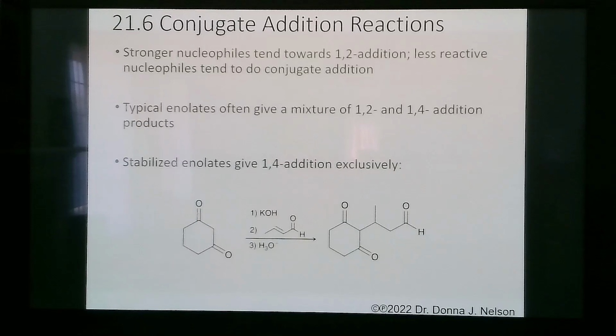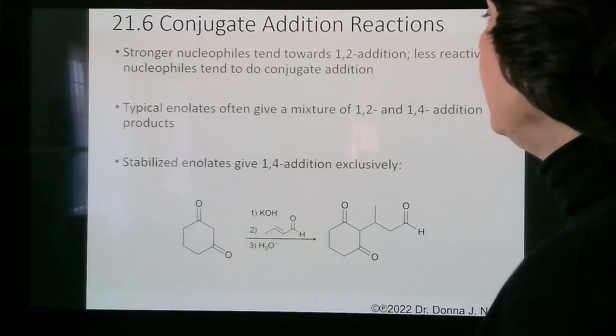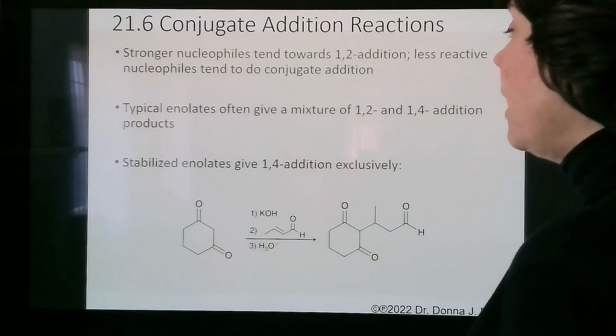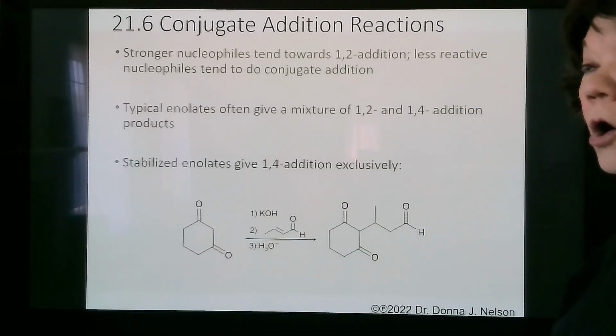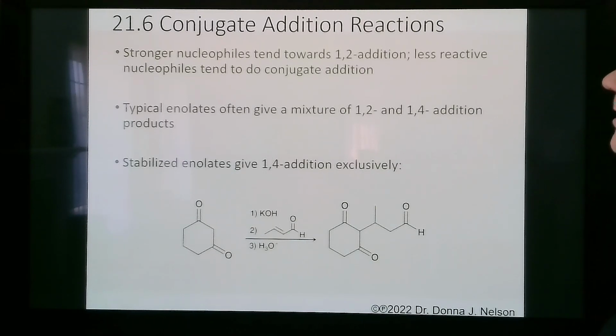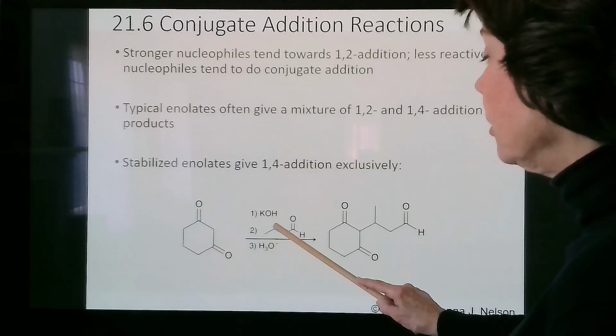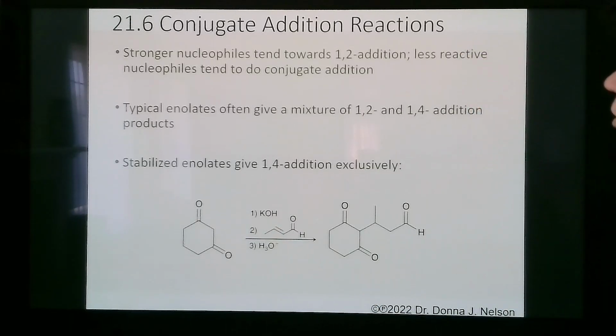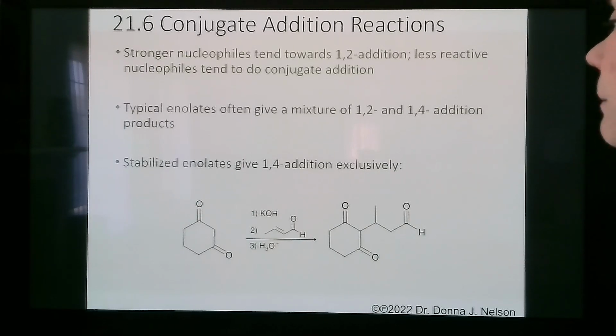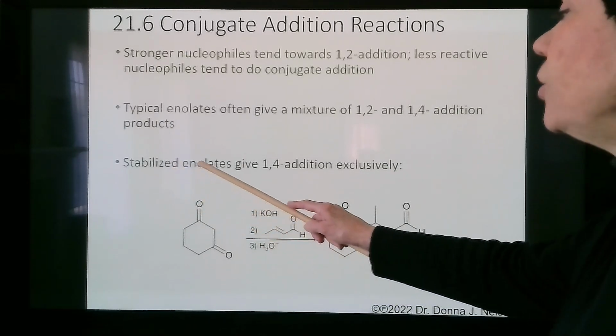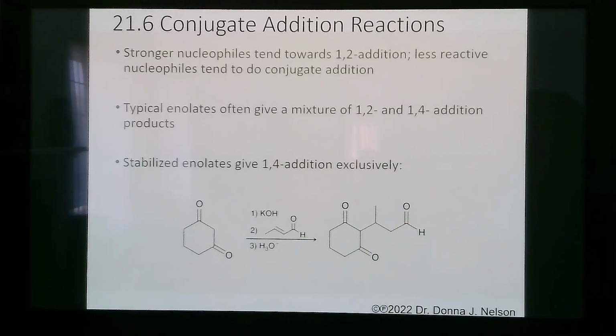Stronger nucleophiles tend toward 1,2 additions. That would be the carbonyl carbon. Less reactive ones, the ones that do not bear such a large partial negative charge, tend to react at the 4 position, because it has a smaller partial positive. However, you will frequently get a mixture. You won't always get just one product or the other. But here we're talking about the major product, major and minor. So stabilized enolates, however, give 1,4 addition exclusively.